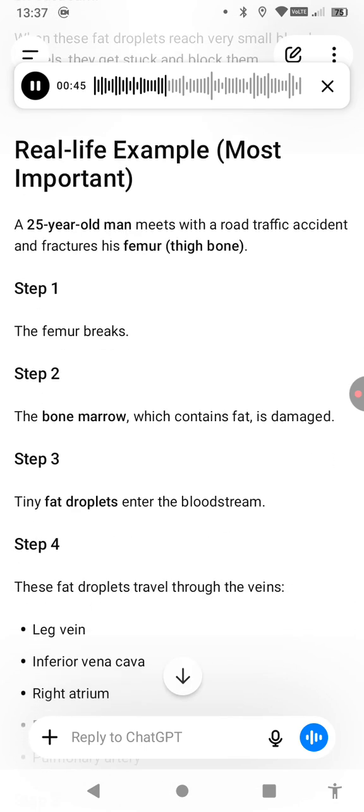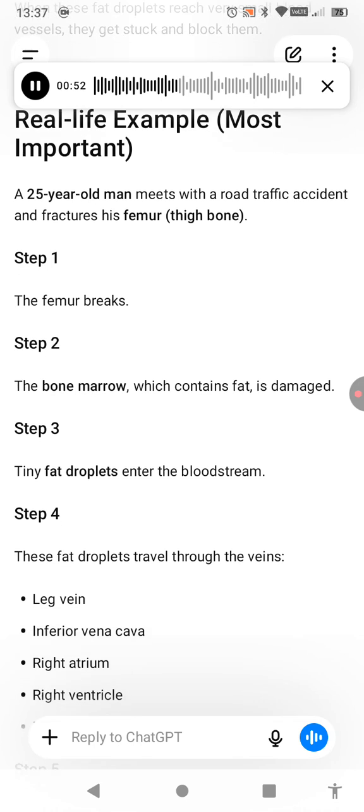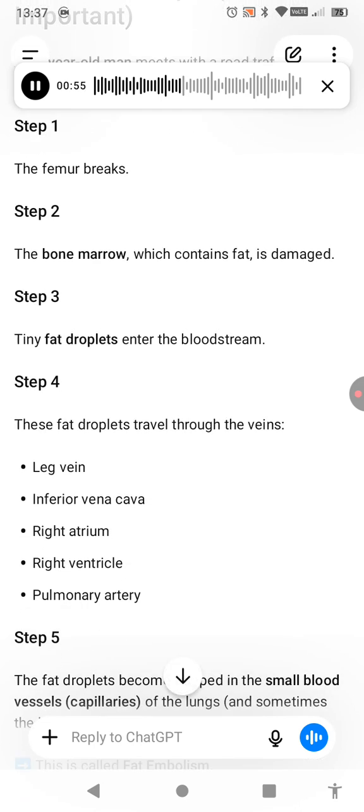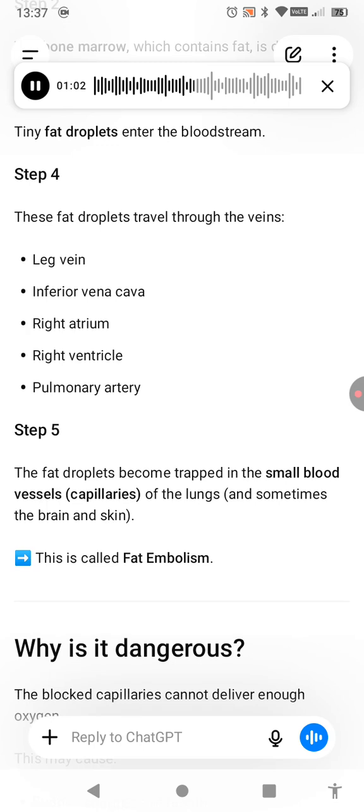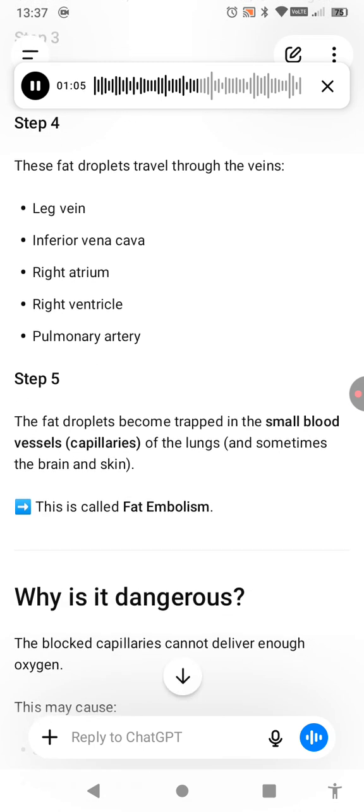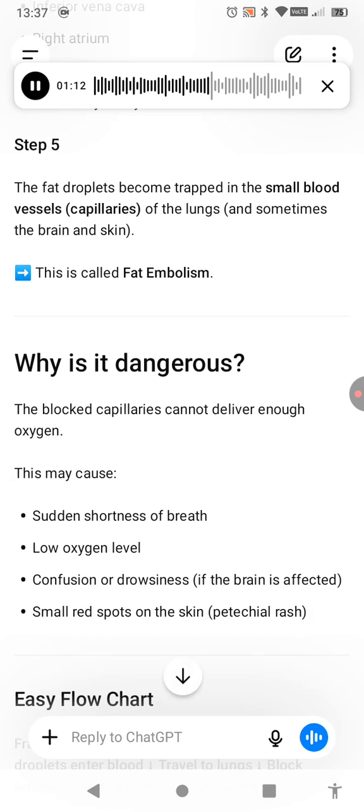Real life example, most important. A 25-year-old man meets with a road traffic accident and fractures his femur, the thigh bone. Step 1, the femur breaks. Step 2, the bone marrow, which contains fat, is damaged. Step 3, tiny fat droplets enter the bloodstream. Step 4, these fat droplets travel through the veins, leg vein, inferior vena cava, right atrium, right ventricle, pulmonary artery. Step 5, the fat droplets become trapped in the small blood vessels, capillaries of the lungs, and sometimes the brain and skin. This is called fat embolism.